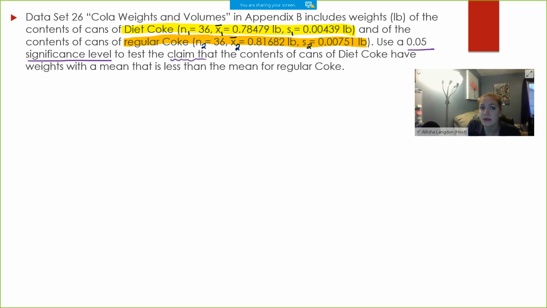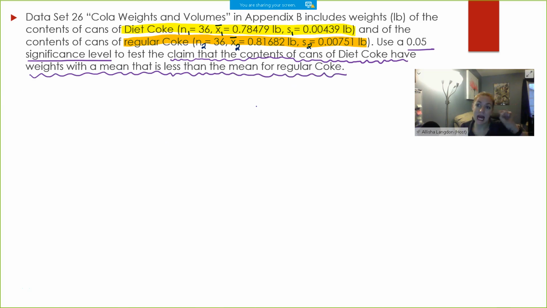So here's what they're claiming, that the contents of cans of Diet Coke have weights with a mean that is less than the mean for regular Coke. So here we're comparing Diet Coke is our first group and regular Coke is our second. If you want to, you can label that group 1 and regular Coke is going to be group 2, just to help divide up and understand those concepts.